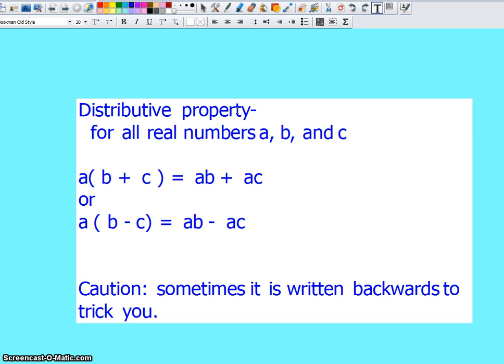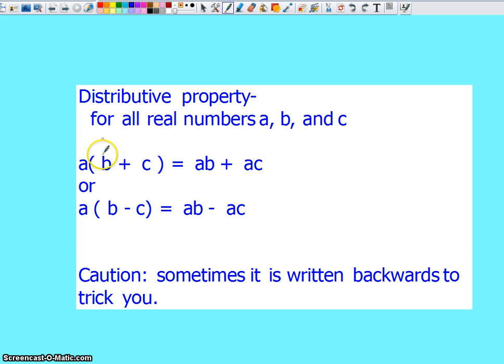Multiplying, remember our rules: you multiply coefficients and you add exponents. When you are multiplying, it is called the distributive property, and I'm going to be telling you to distribute things. When you are distributing, you're going to take the number that is in front of the parentheses and distribute or multiply it times everything inside the parentheses. So A times B plus C becomes AB plus AC. A times B minus C becomes AB minus AC.